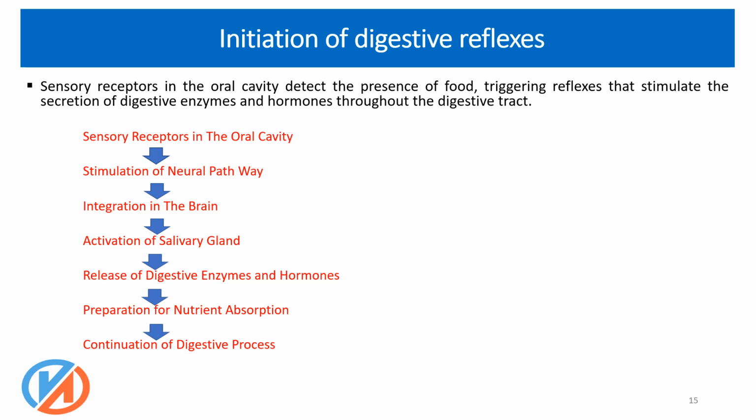And these sensory signals also stimulate the release of digestive hormones from the endocrine cells located throughout the GI tract. These hormones, such as gastrin, cholecystokinin or CCK, and secretin, regulate various aspects of digestive functions, including gastric acid secretion, pancreatic enzyme release, and gallbladder contractions to release bile. This process will help facilitate the digestion and absorption processes.